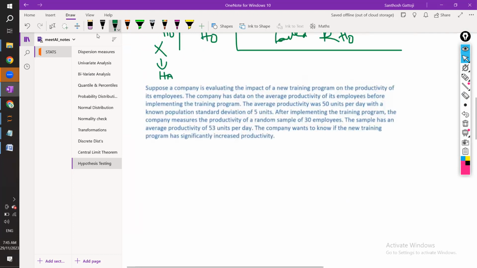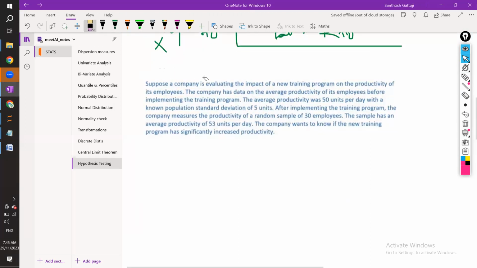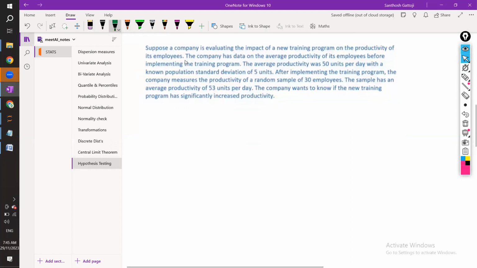Now, what is happening here? Suppose a company is evaluating the impact of a new training program on the productivity of its employees. The company has data on the average productivity of its employees before implementing the training program. The average productivity is 50 units per day with a known population standard deviation of 5 units. After implementing the training program, the company measures the productivity of a random sample of 30. The sample has an average productivity of 53. The company wants to know if the new training has increased productivity.